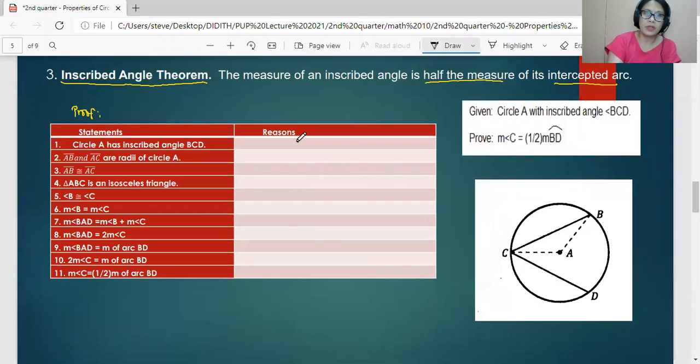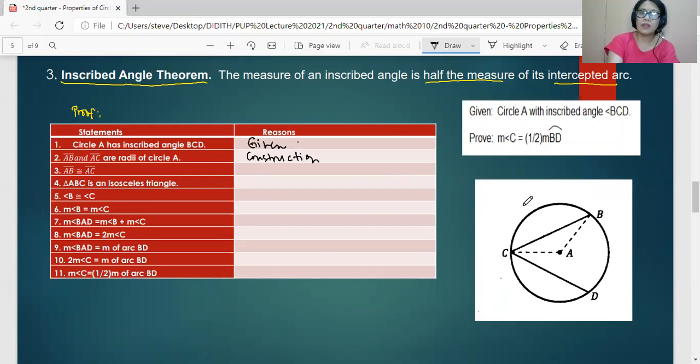So the first reason, from the statement on the left side, is that this is given. Circle A has inscribed angle BCD, so it's in the given. Line segment AB and line segment AC are radii of circle A. So the two radii were constructed here, and we can reason that the two were constructed.